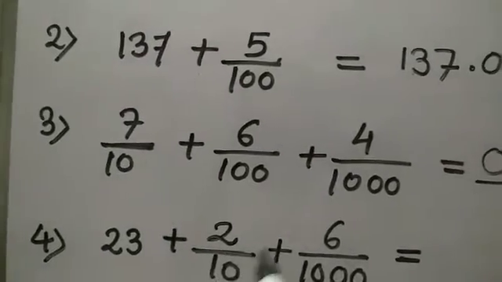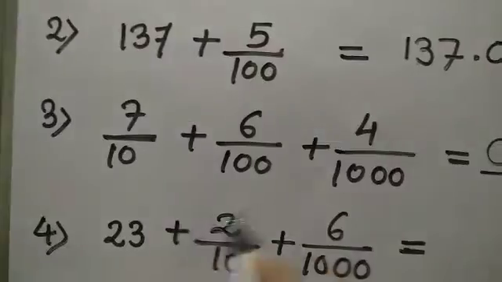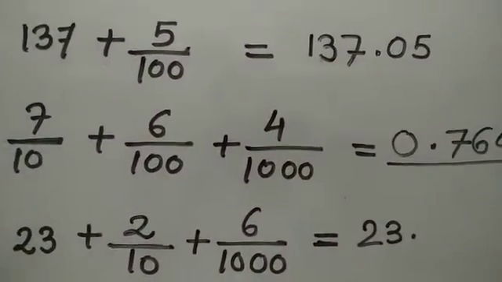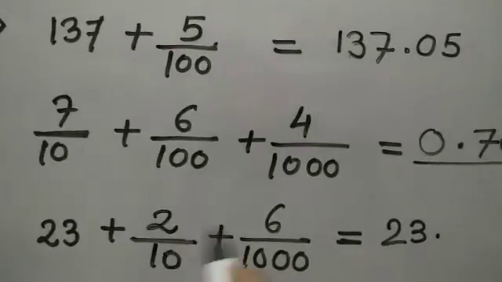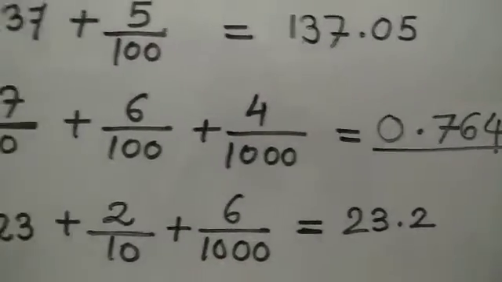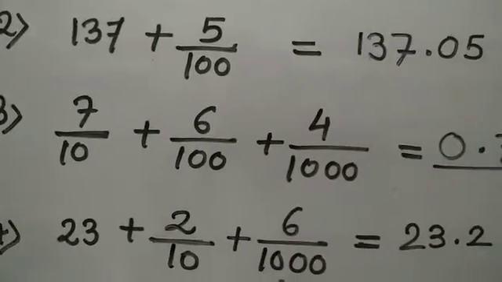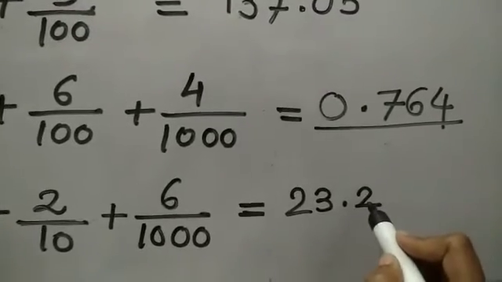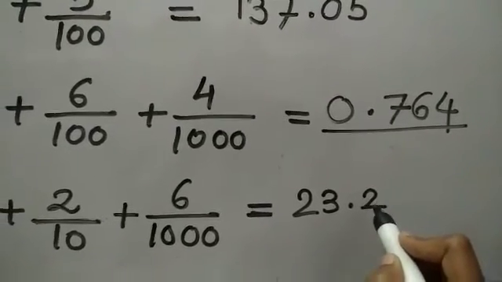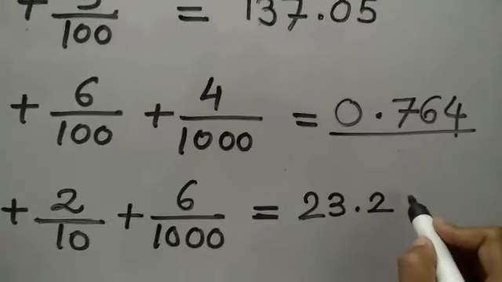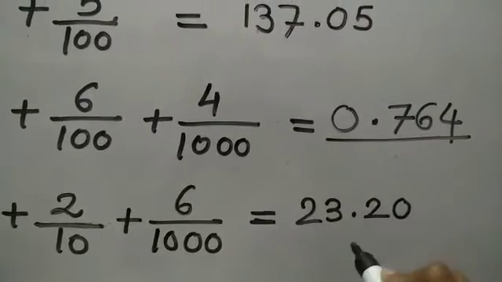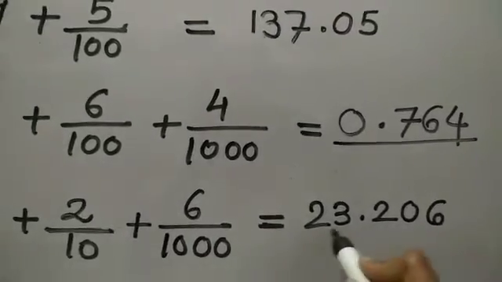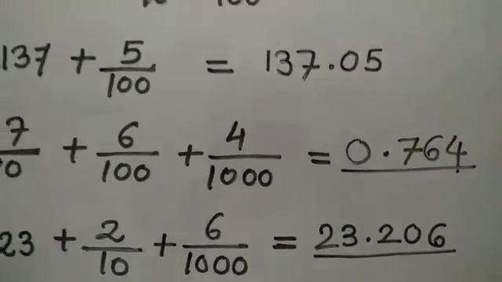Now see the last one. 23 plus 2/10th plus 6/1000th. Again 23 is the whole number. So first we write 23. Then we put the decimal point after 3. 2/10th. So 2 will come at the 10th place. Then it is 6/1000th. Now no digit is given for the 100th. After 10th, which place comes? 100th. But as there is no digit for 100th, we can put 0 at the 100th place and then we write 6 at the 1000th place. So the number is 23.206.